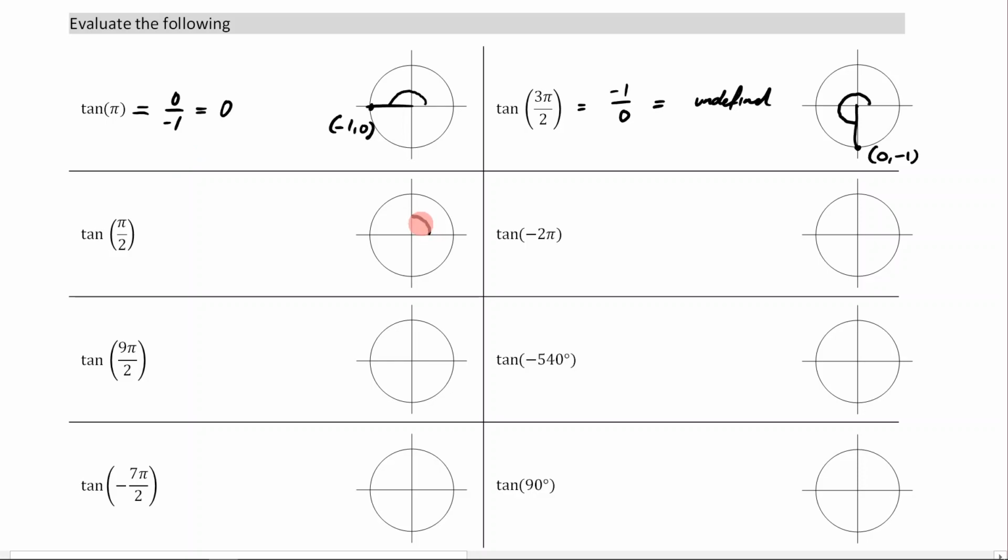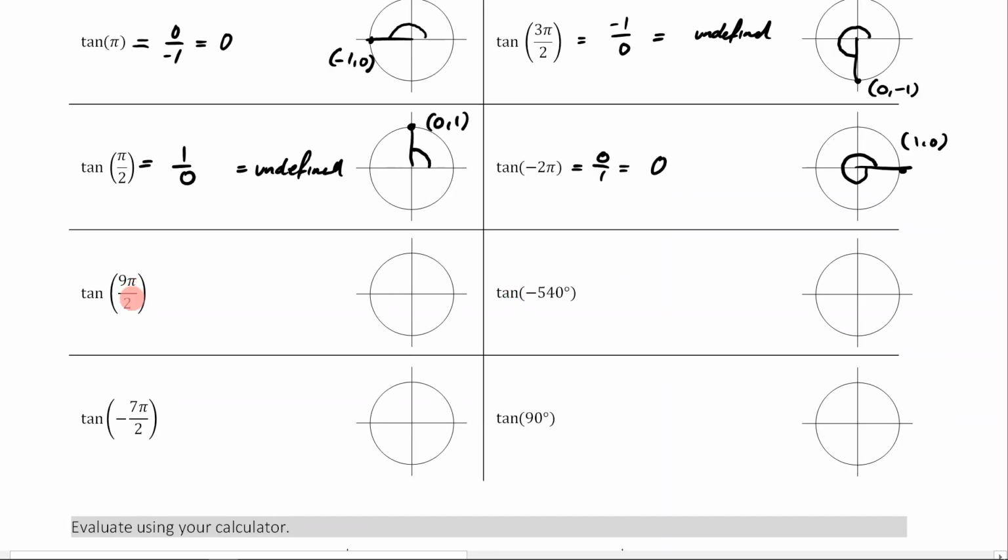All right, the next one is pi on 2. So immediately I know it's undefined because it's a vertical line. But we could also think about this in terms of what is this point? It's going to be 0, 1. So it's going to be 1 over 0, that's undefined. The next one is going to be -2 pi. Remember, this time what we're doing is we're going to go this way around, but that really doesn't change anything. It's still just going to be that point, which is 1, 0, so 0 over 1, which is going to be 0. Or you could think of the gradient of a horizontal line.